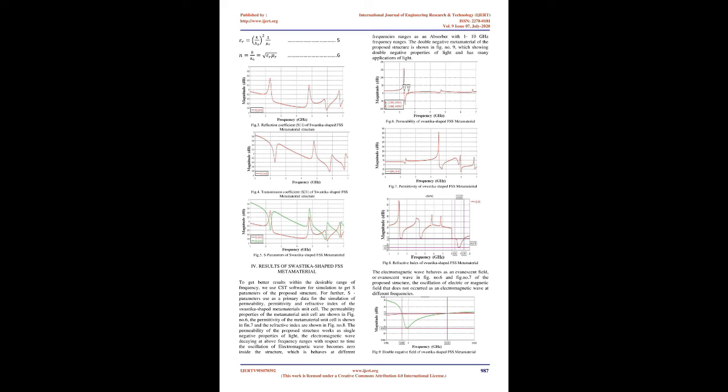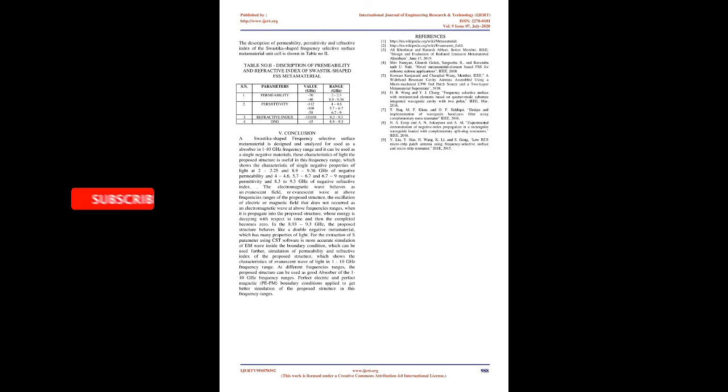To get better results within the desirable range of frequency, we use CST software for simulation to get S parameters of the proposed structure. Further, S parameters are used as primary data for the simulation of permeability, permittivity, and refractive index of the Swastika-shaped metamaterial unit cell. The permeability properties of the metamaterial unit cell are shown in Fig. number 6, the permittivity of the metamaterial unit cell is shown in Fig. 7, and the refractive index is shown in Fig. number 8.